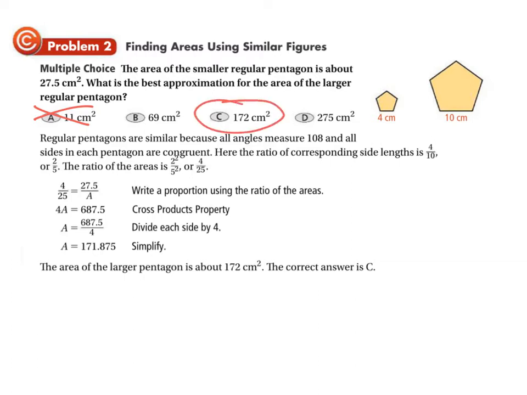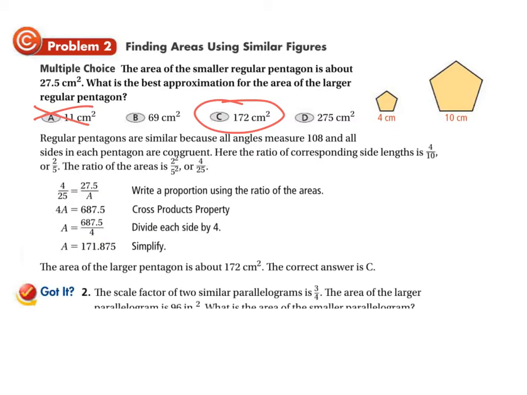Okay, and again, what we did there is we said if they have a side length ratio of 4 to 10, or 2 to 5, to find out the ratio of their areas, we square that, 4 over 25, and we set that equal to some ratio of their areas where the 27.5 corresponds with the top, because the top is where we have the smaller pentagon's area. Okay, and then do the algebra to solve it and find your answer.